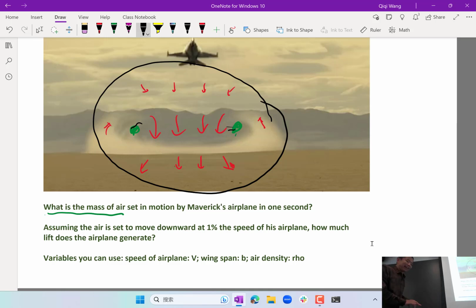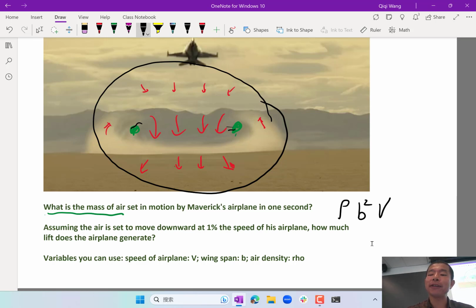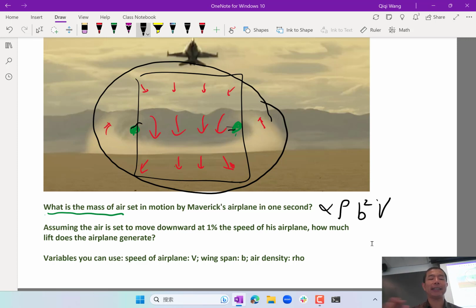Okay, very nice. I see several groups already got the answer. Can somebody tell me what is the mass of the air set in motion per second? Anybody? Yes? Rho V squared times V. Rho times V squared times V, right? It's actually proportional to this, because b squared is going to be like this square over here. This region is going to be proportional. That's very good. That's how much air is set in motion significantly per second.